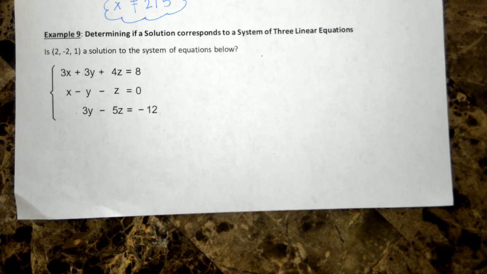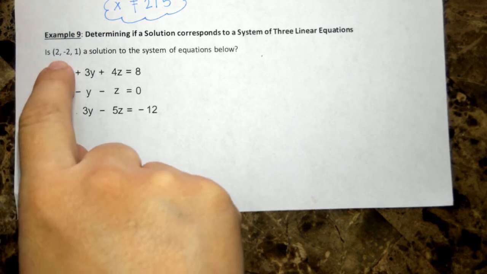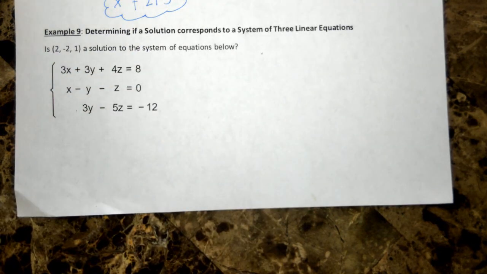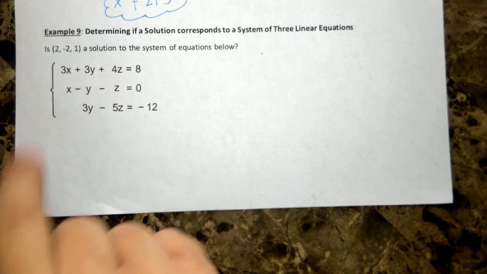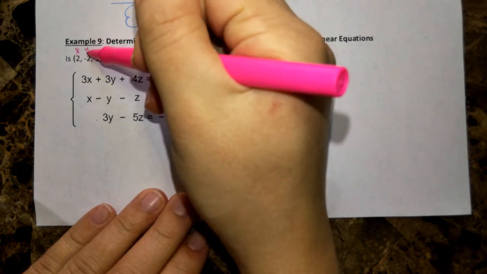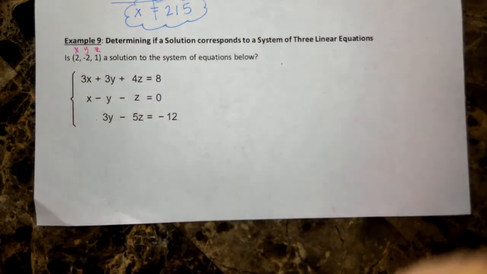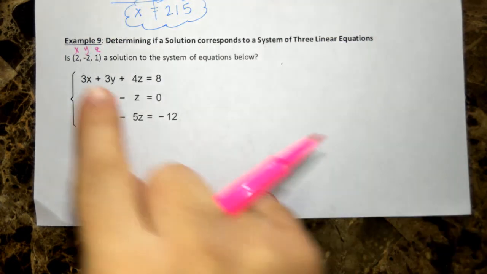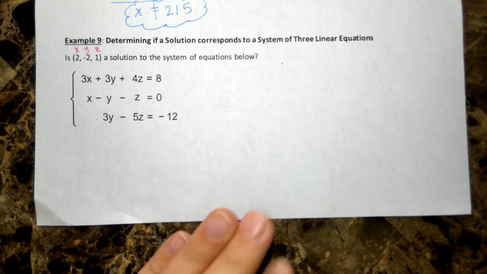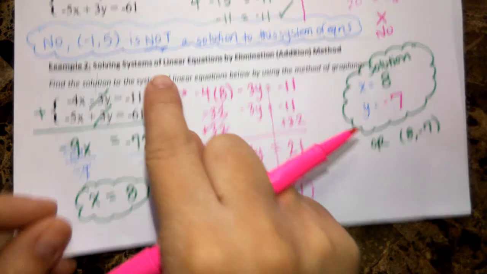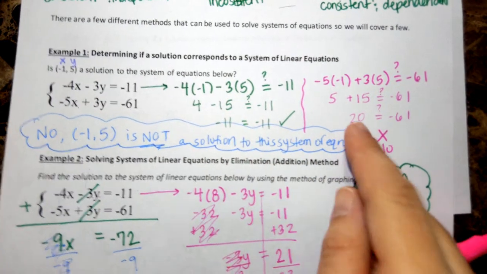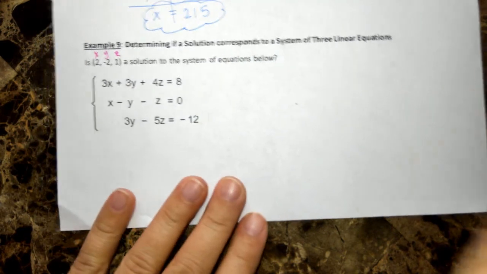For this example, we're just going to figure out, is the point 2, negative 2, 1 a solution to this system of equations below? Now we have 3 variables, x, y, and z. So the ordered pair that they give you is 2, negative 2, and 1. That's just x, y, and z. You can label it as such. And if you want to figure out if a point is a solution to a system, you can just do what we did on the very first example, which is take that number and plug it into both equations and see if it gives you a true statement for both, or in this case, all 3 of them. So that's exactly what I'm going to do.